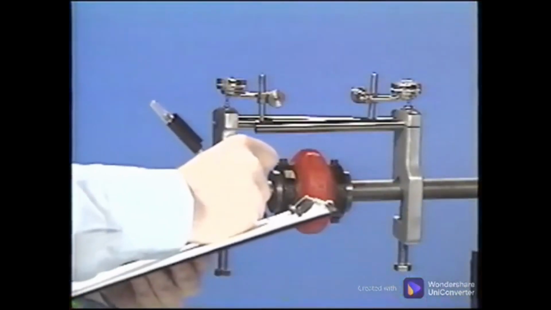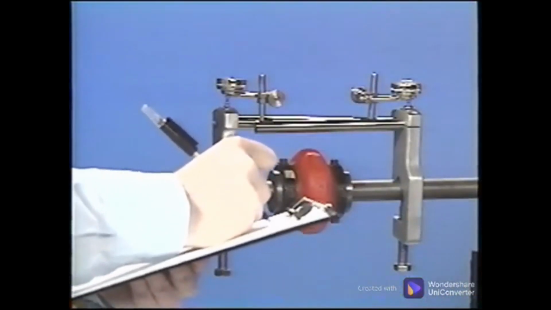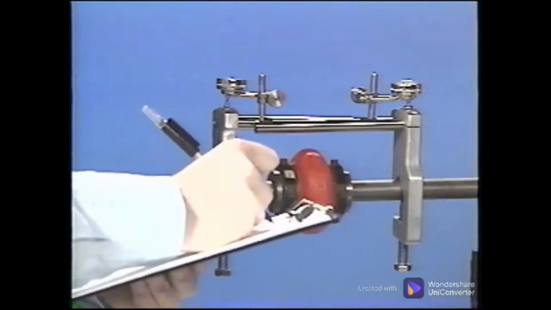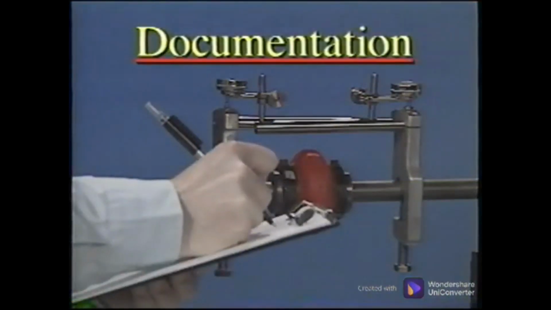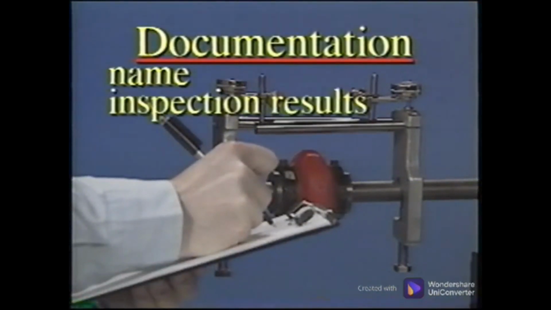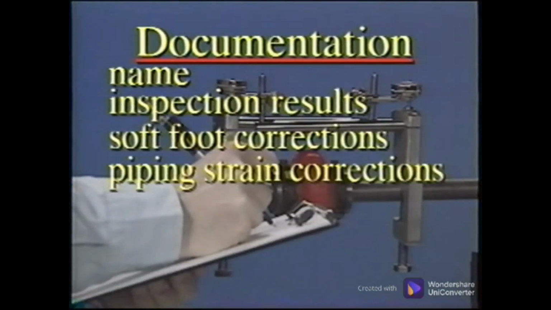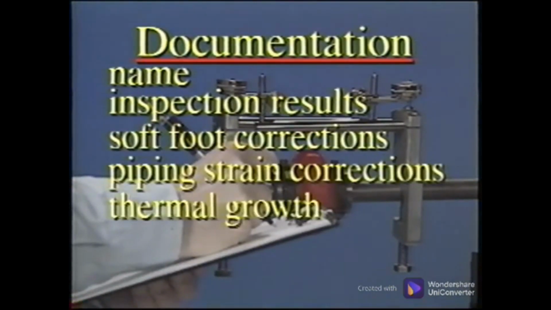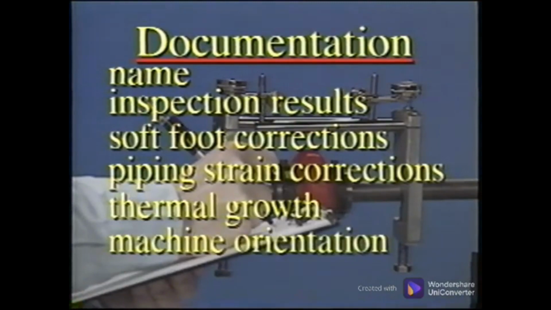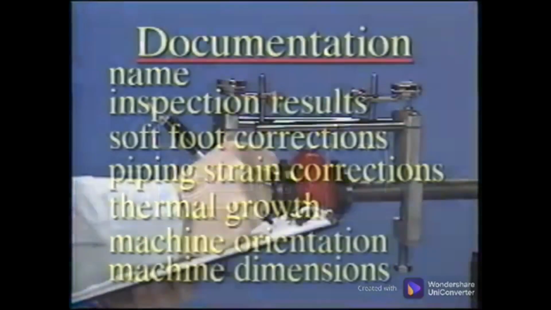All the alignment methods require accurate documentation so that the alignment could be set up again to save time. The documentation should include the name of the person performing the alignment, the results of the inspection, the soft foot corrections made, any piping strain and corrections, the amount of thermal growth, the orientation of the machine, that is, which is the left and right side, and the machine dimensions.